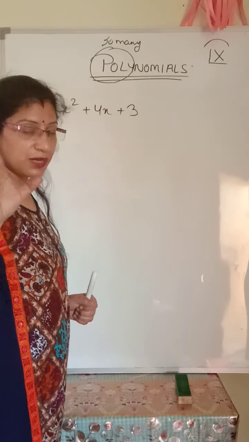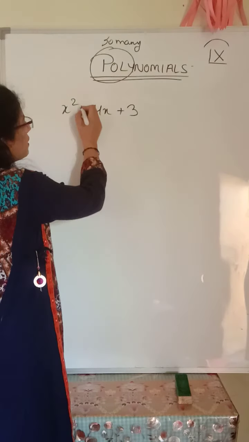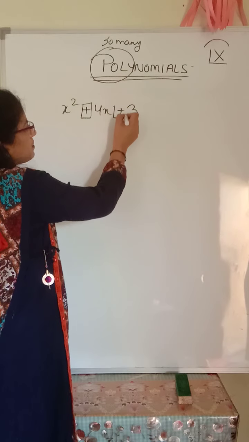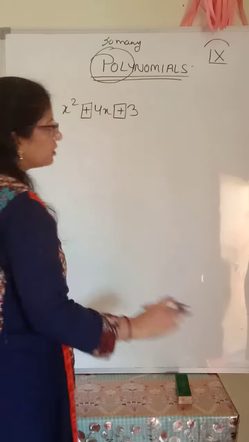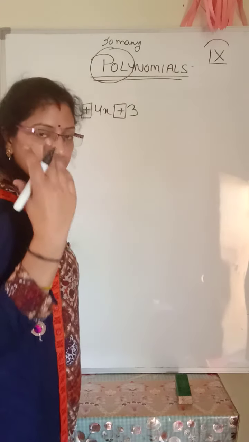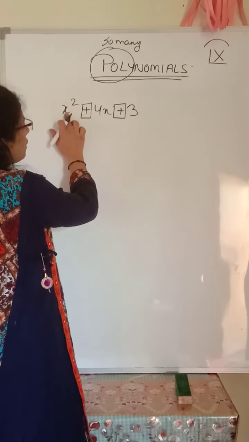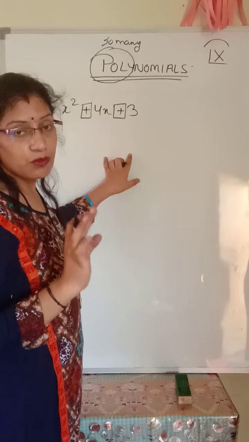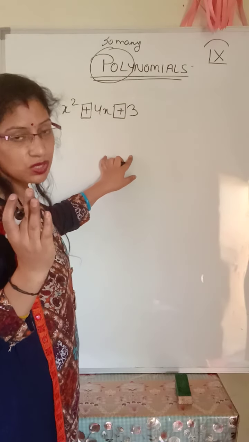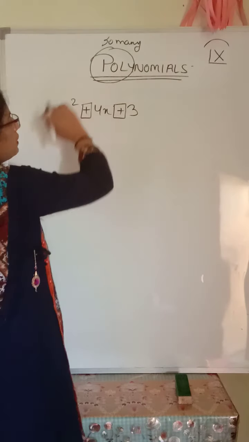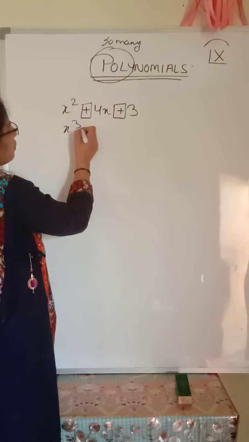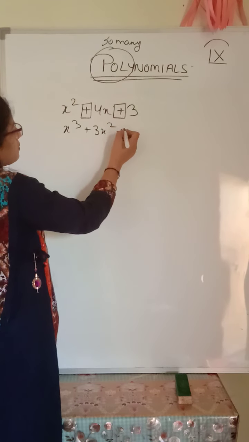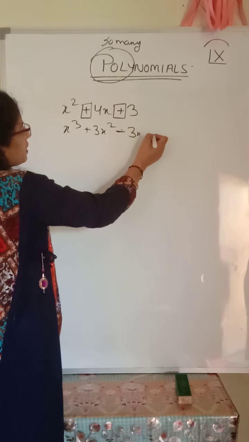Plus and minus separate the terms. Where is plus? This is plus and this is plus. So see how many terms there are. Multiply and divide come in one term only. So one term, second term, and three terms. So this has more than two terms, three terms. So this is a polynomial.